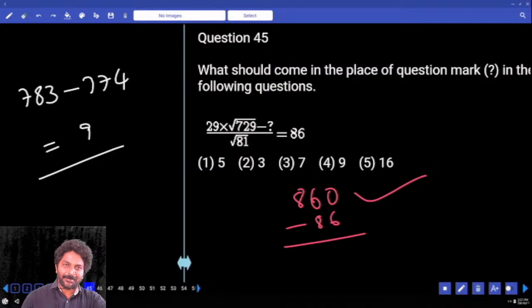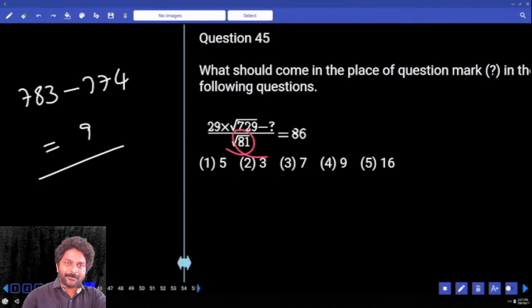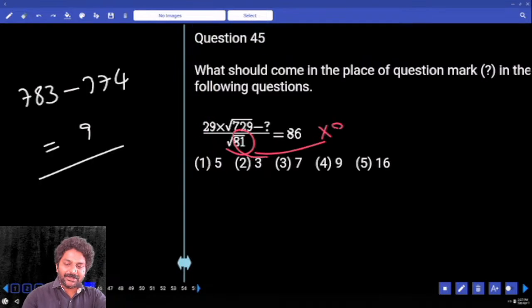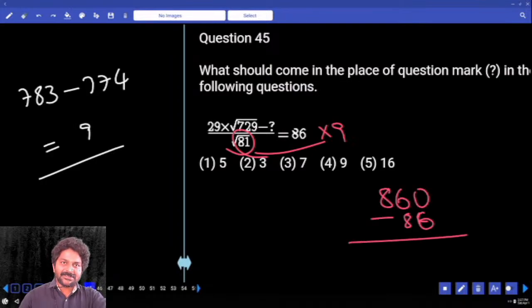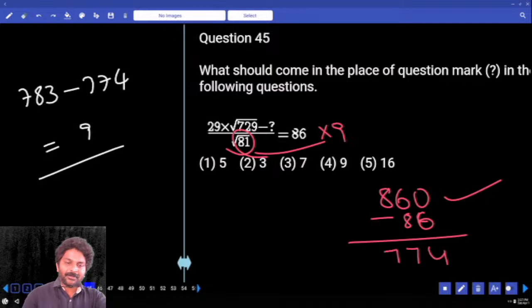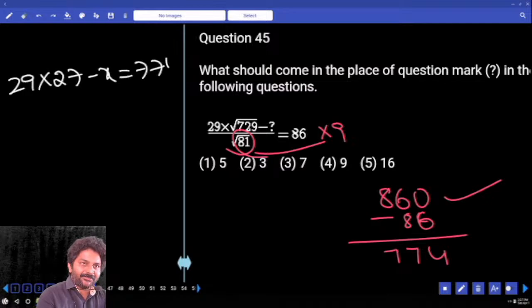Should I repeat? What is under root of 81? 9. That goes to the other side and becomes 9. First I want to calculate 9 times: 10 times minus 1 time. Subtract 100, add 14. 760, add 14, 774. So now you have 29 into 27 minus x is equal to 774.